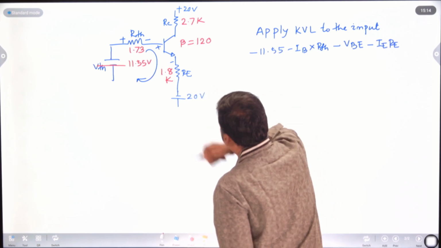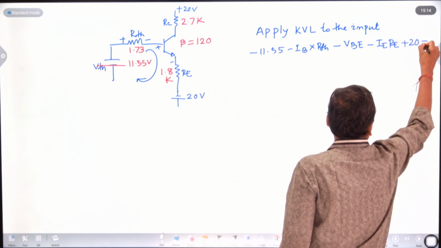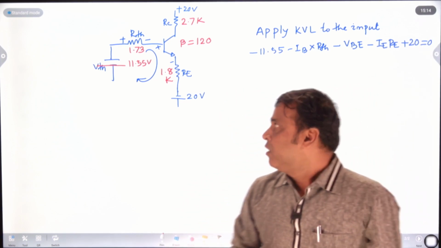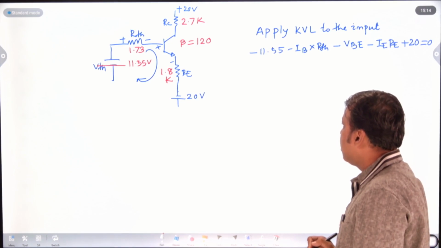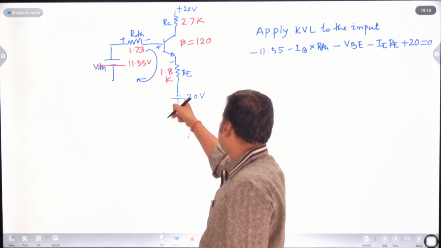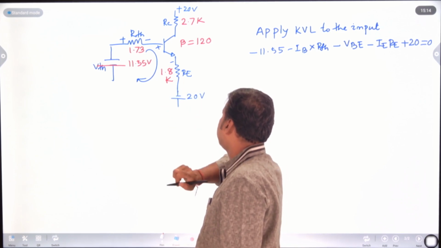Then minus plus 20 equal to 0. It is very, very important when you apply Kirchhoff's voltage law to the input, if there are two supply voltages given, you should consider this voltage. If it is minus 20 volt, it means here is the plus terminal and this is the minus terminal.